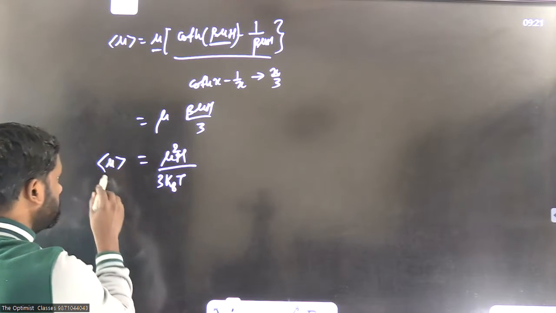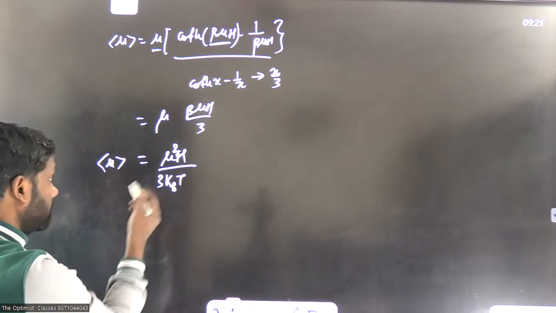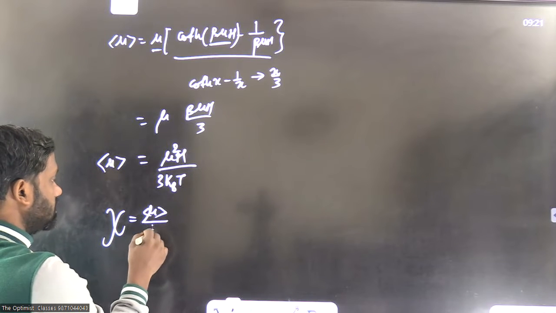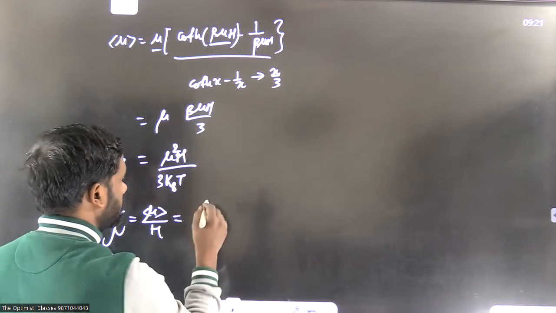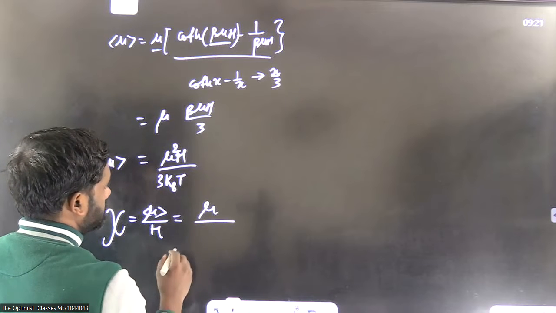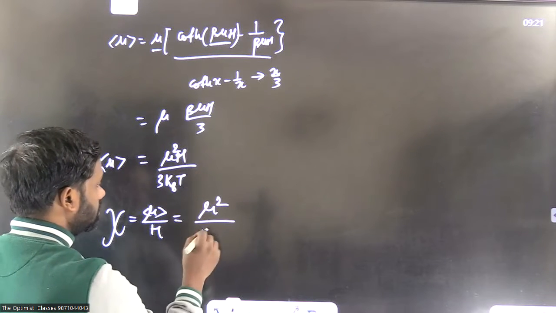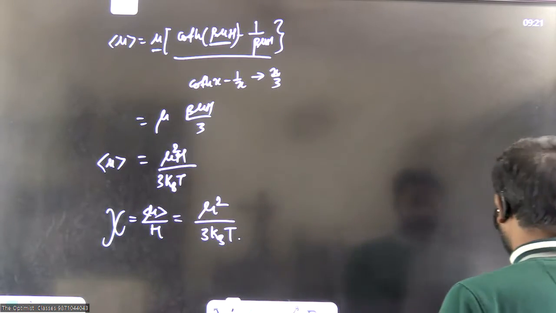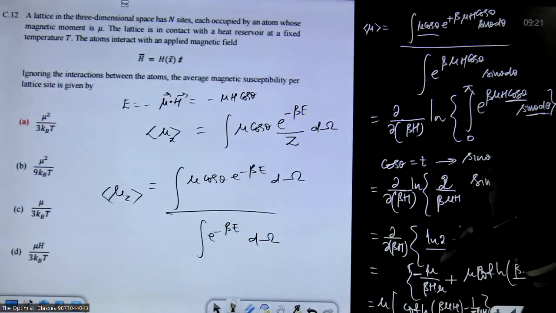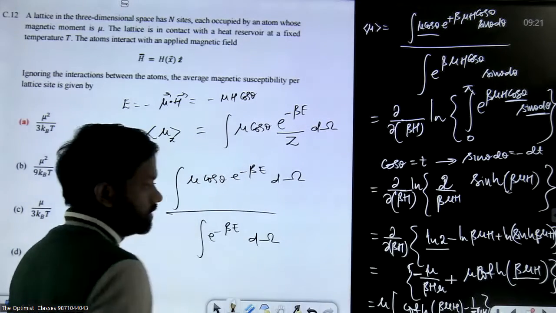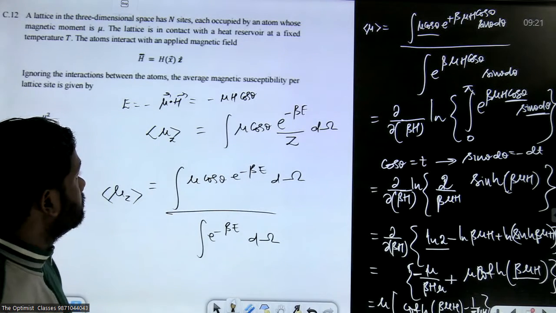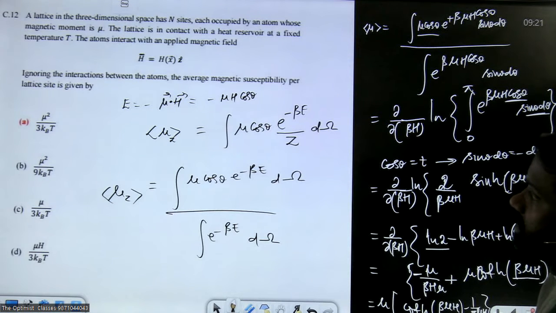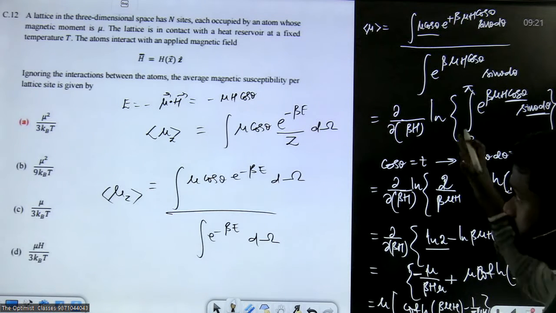Now you divide this magnetic moment by h and you get the susceptibility. So susceptibility is the expectation value of mu by h, that is mu square, h will cancel out, divided by 3 kbT. That's the answer. This is also a very well known question. Its derivation is given in all books which discuss the theory of magnetic moment, in solid state physics as well as in statistical mechanics books.